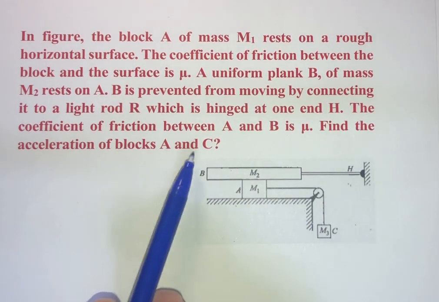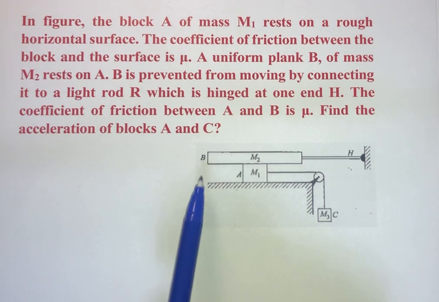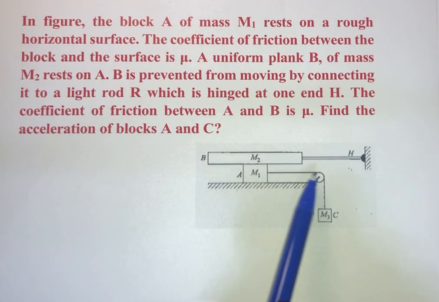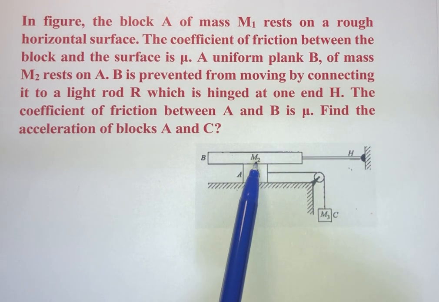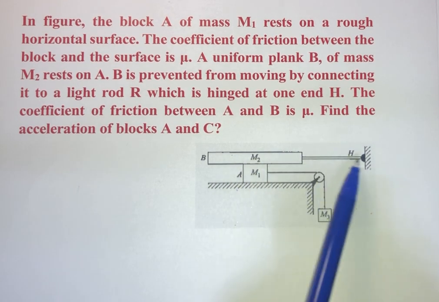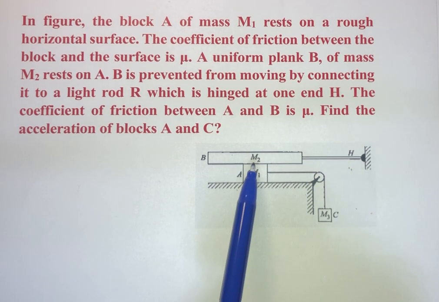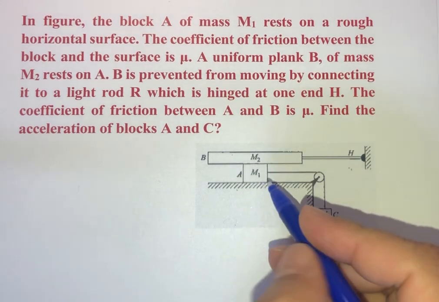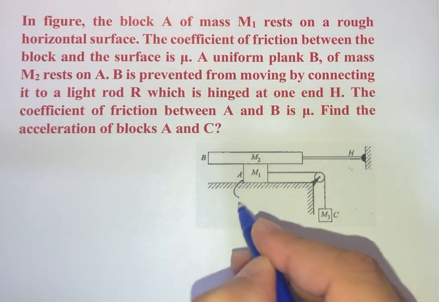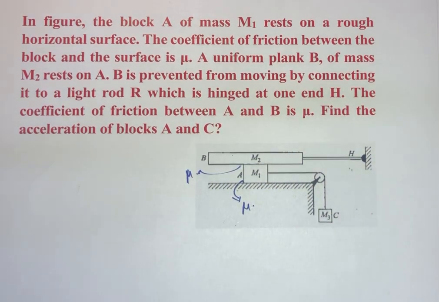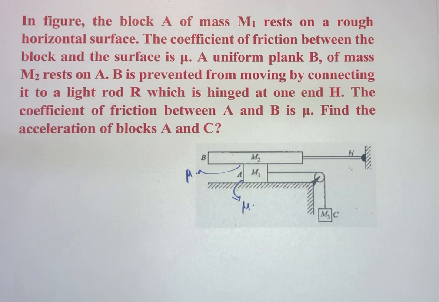Find the acceleration of blocks A and C. So we have three blocks A, B and C. A and C are connected with the string, whereas the block B is connected with the rod so that it is not able to move and it is on the top of the A. And we have the coefficient of friction here is also mu, and at this place it is also given as mu. So we are going to find out what will be the acceleration of block A and C.